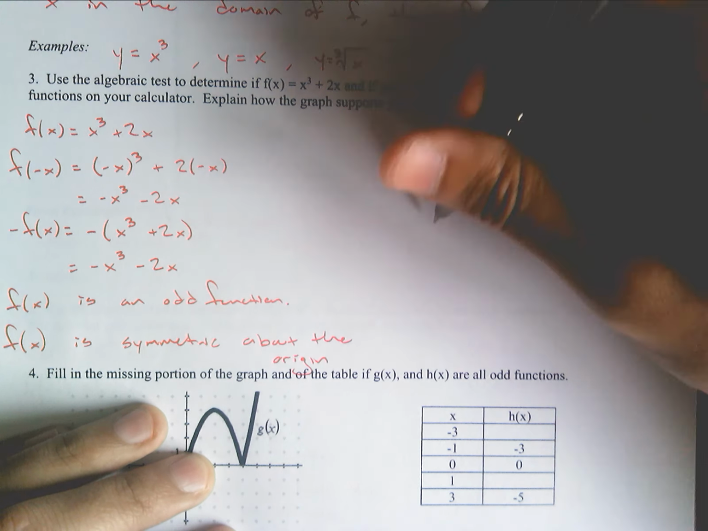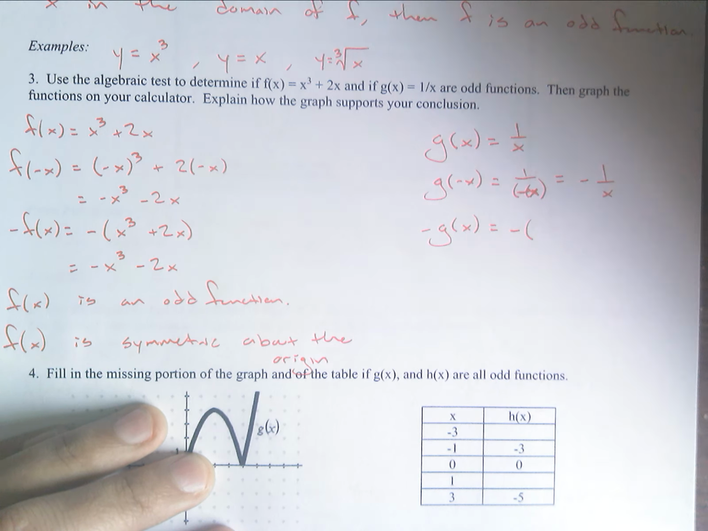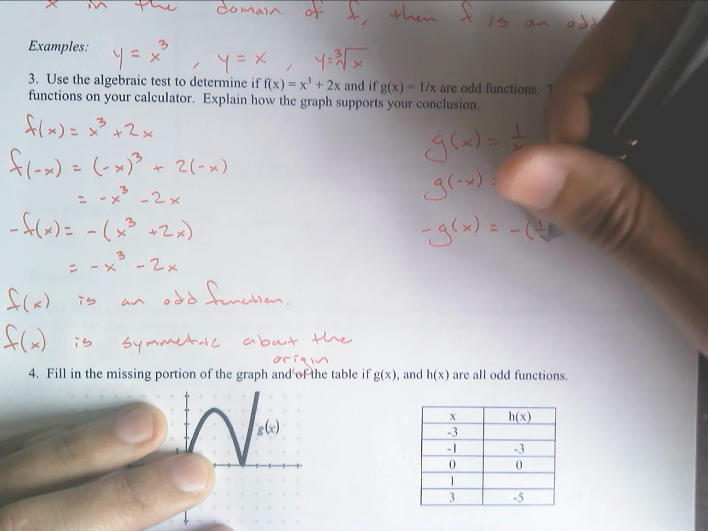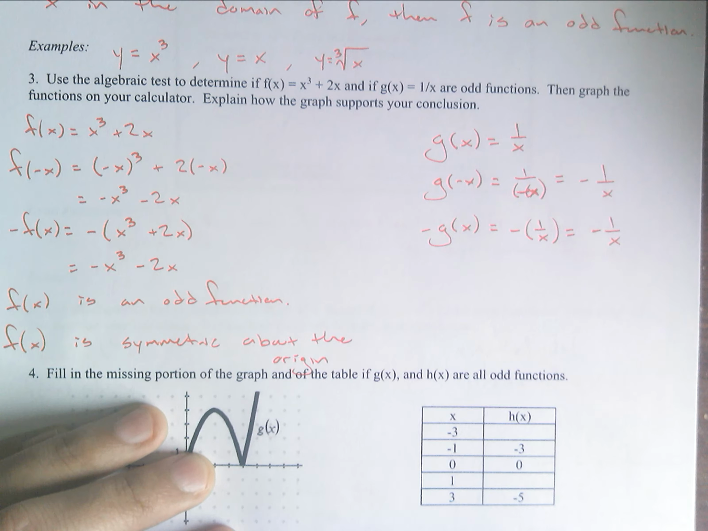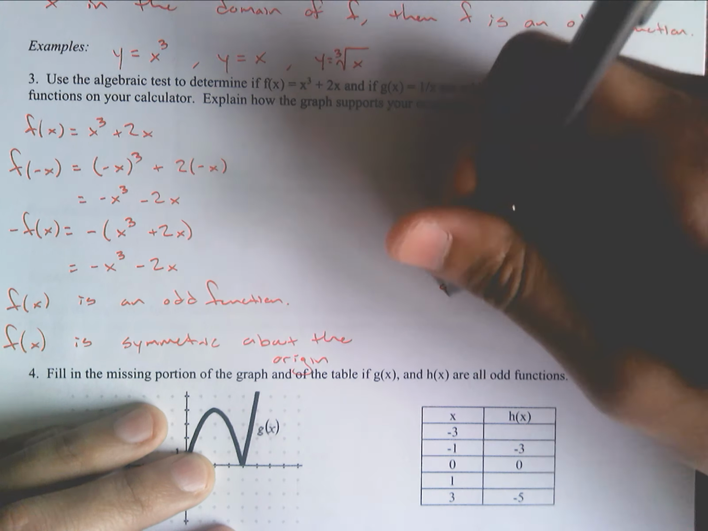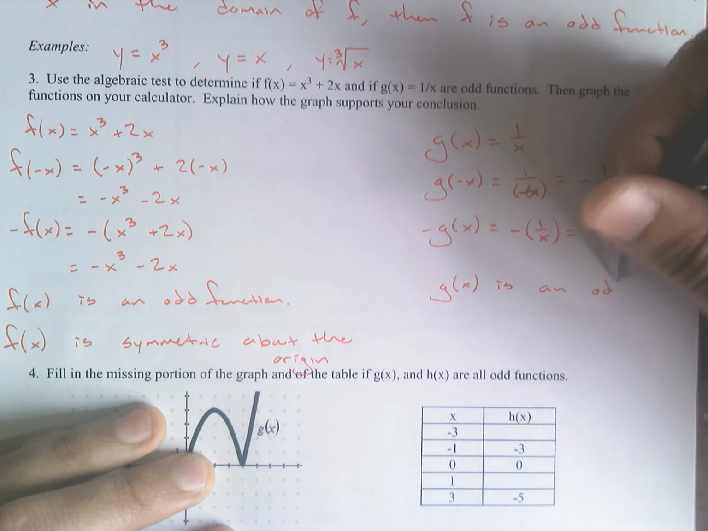Let's do the same for negative g of x. So we have negative, and then whatever g of x is, so 1 over x. And again, we have negative 1 over x. These are the same, so g is also an odd function. So g of x is an odd function.